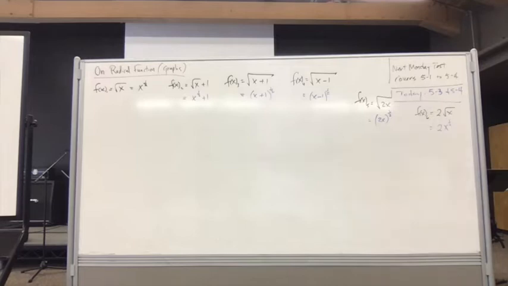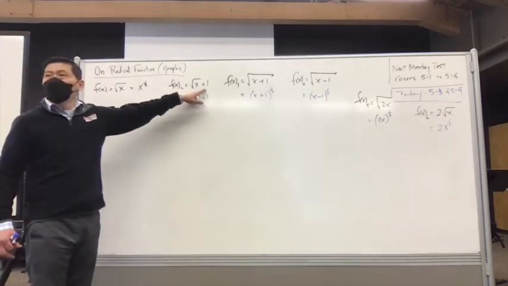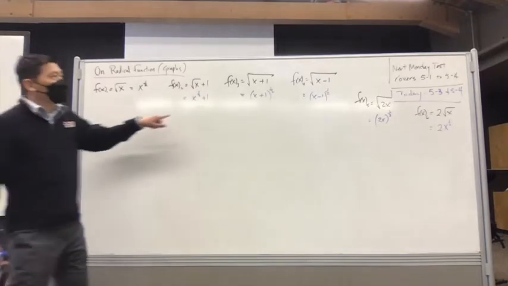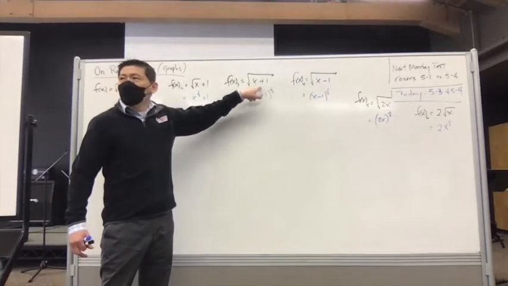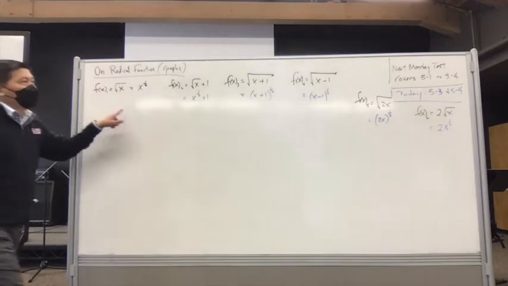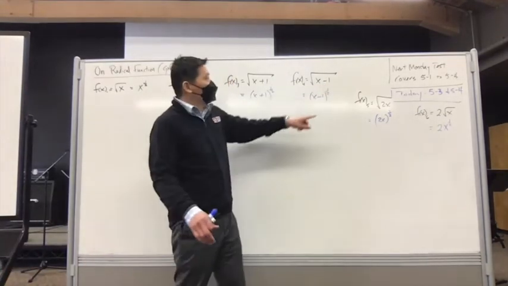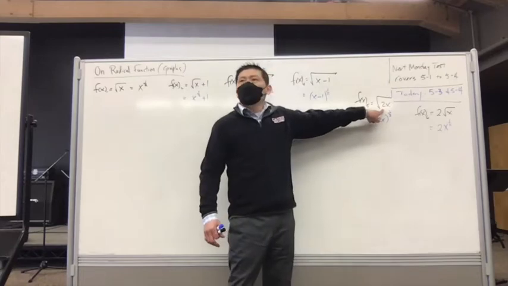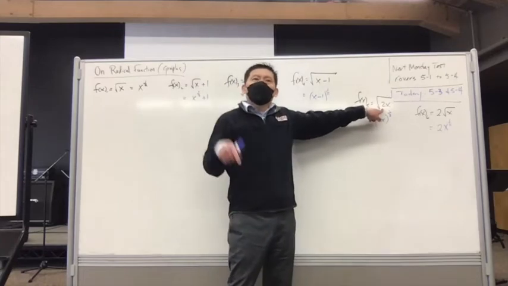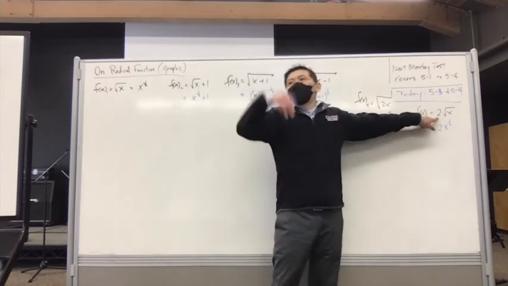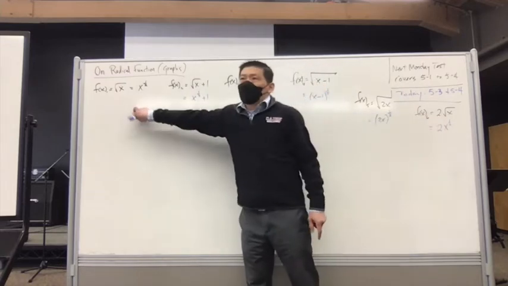Right? So if I have a standard graph, the original graph looks like this. What does that extra plus 1 do to that original function? What does that plus 1 inside the root do to that function? What does that negative 1 do to the original function? What does the extra multiplier of 2 inside the square root of x do to this function? And what does the 2 outside the square root do to that function?